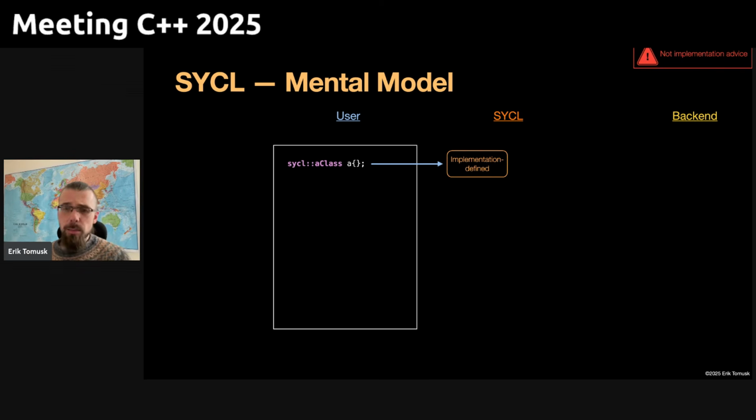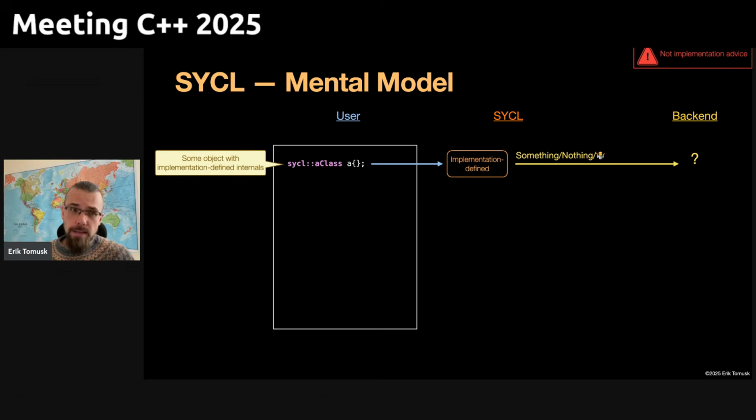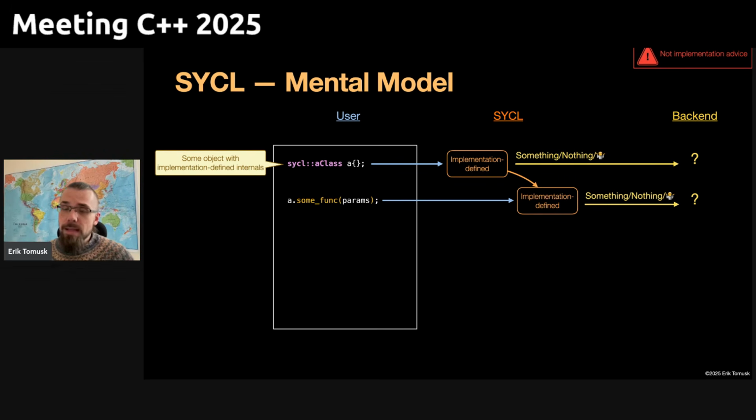This does something implementation defined in the SYCL runtime. How this interacts in the backend, we don't know. It might do something, it might do nothing. All we know is that the user gets an object with some implementation defined internals. Then this user might call a member function on this object. This will do something implementation defined in the SYCL runtime. Whether this interacts with the backend, we don't know. But what we do know is that the user has called a function with no user visible side effects.